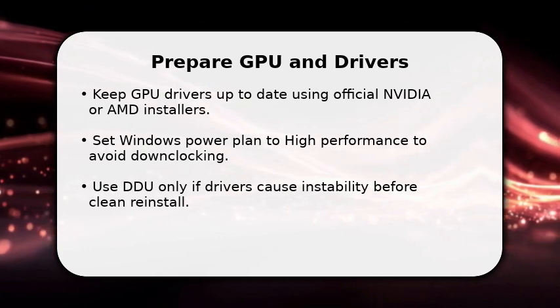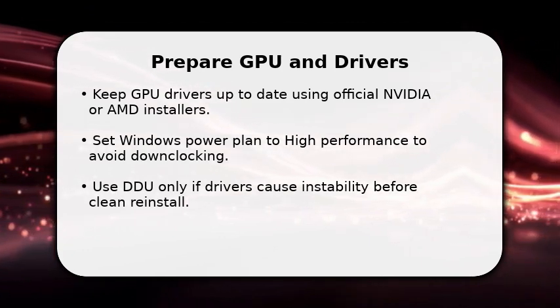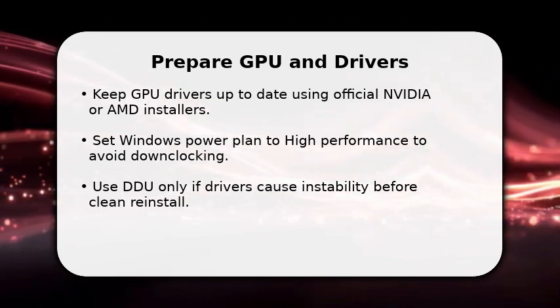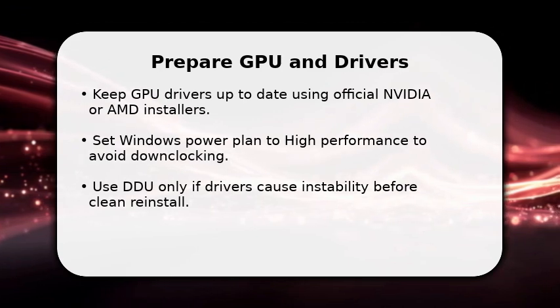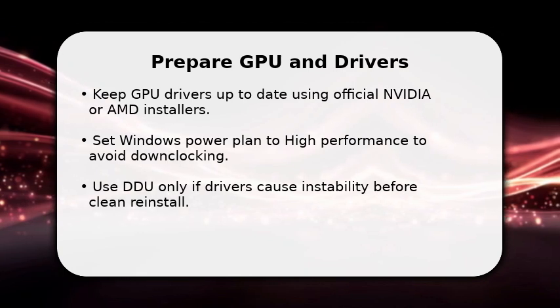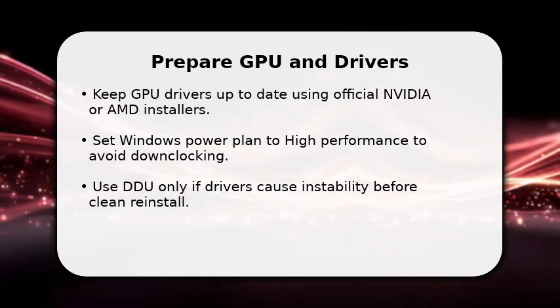Next, set your Windows power plan to high performance to avoid CPU or GPU downclocking. Confirm power settings in Control Panel and plug in laptops for full performance. These steps ensure the GPU runs at intended clocks during Valorant matches.